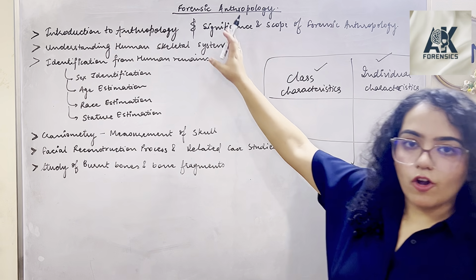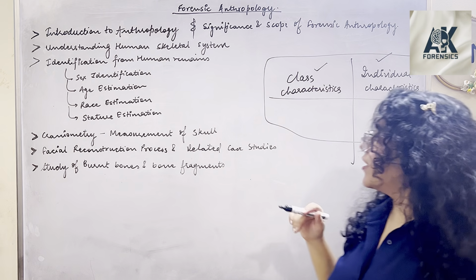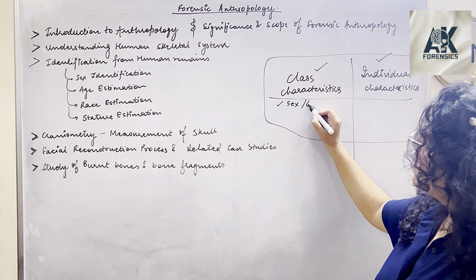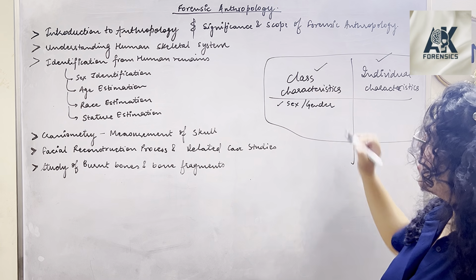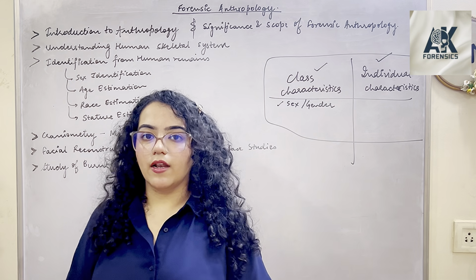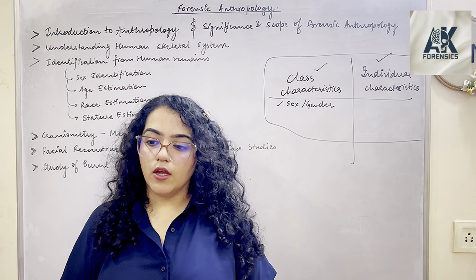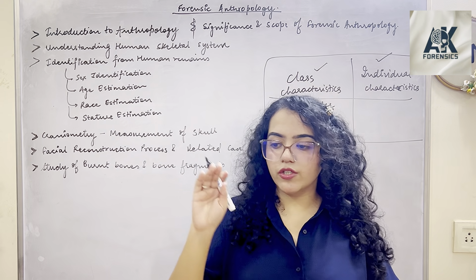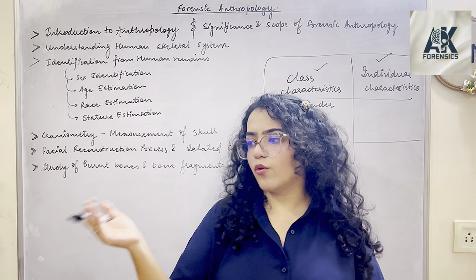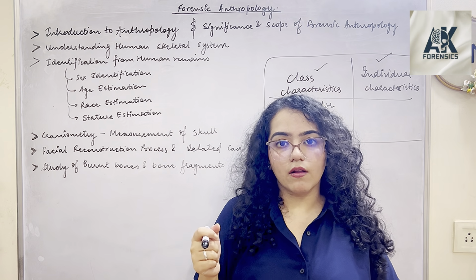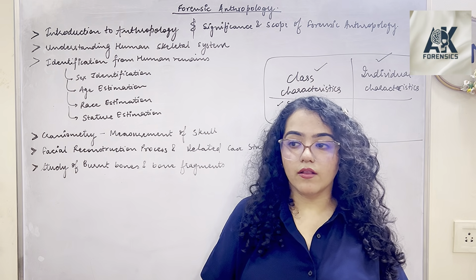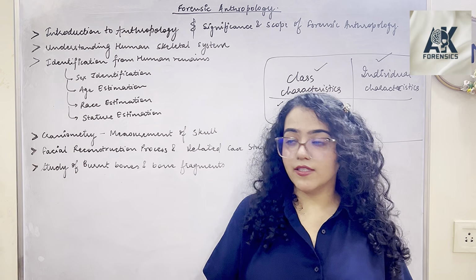So when I talk about forensic anthropology here, a class characteristic is the sex or the gender of the individual. If I tell you, okay, this skeleton belongs to a male, right? You have only reached a certain specific conclusion, that the skeleton belongs to a male. Which male? How would you know which male? There are so many males, right?